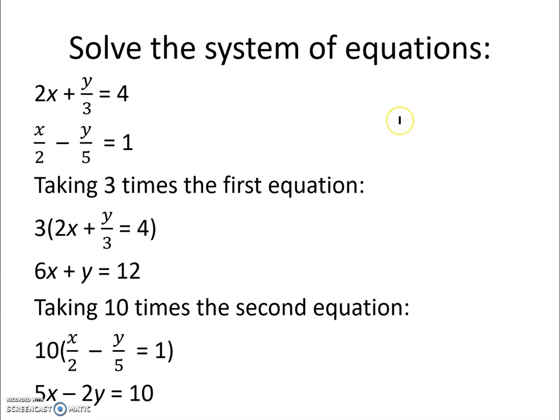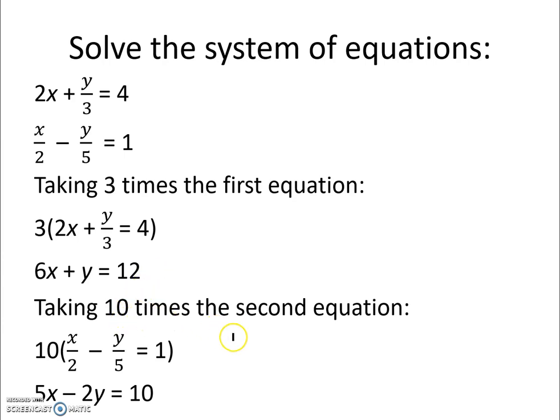Now we have a fraction in our system of equations. The first one has 2x plus y divided by 3 equals 4. So we'll take that times 3 to get rid of the denominator of 3. And when we do that, we get 3 times 2x is 6x, 3 times y over 3 is simply y, and 3 times 4, of course, is 12.